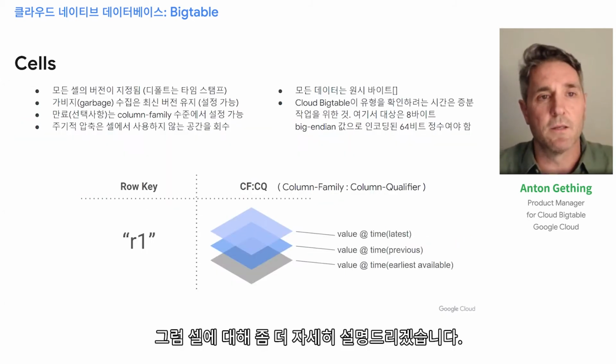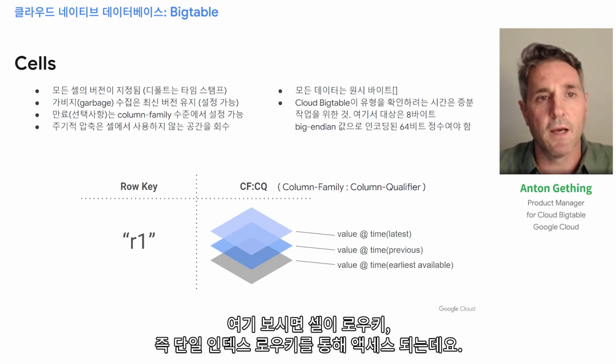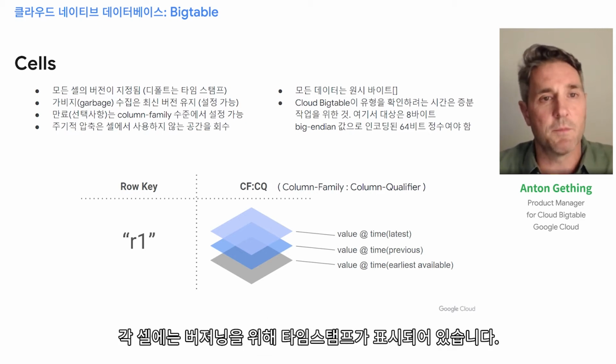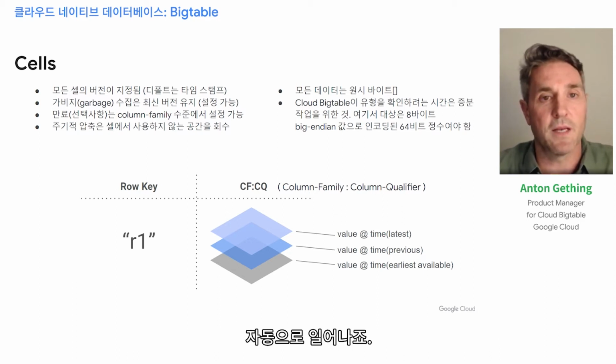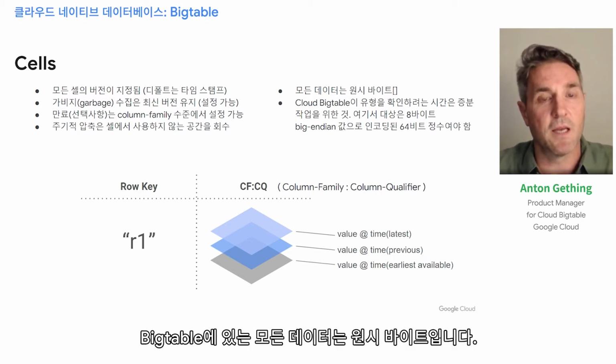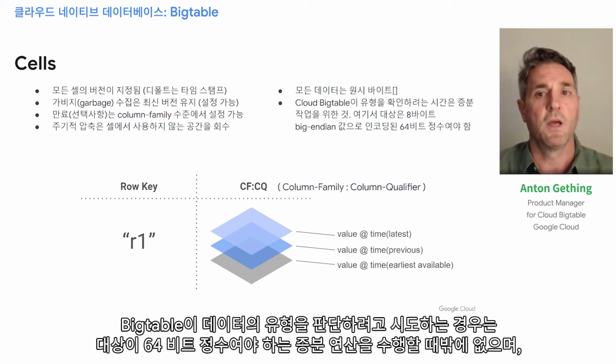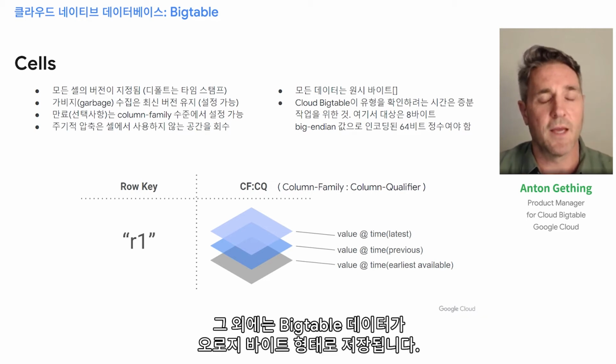I'd like to talk about cells in a little bit more detail. You can see here that a cell is accessed through the row key, the single index row key. And if you need to get to a specific cell, you use the column qualifier and column family. Every cell is time-stamped for versioning. That happens automatically. And all data in Bigtable is raw bytes. The only time Bigtable tries to determine the type of data is for increment operations, where the target must be a 64-bit integer. But other than that, Bigtable data is stored purely in bytes.